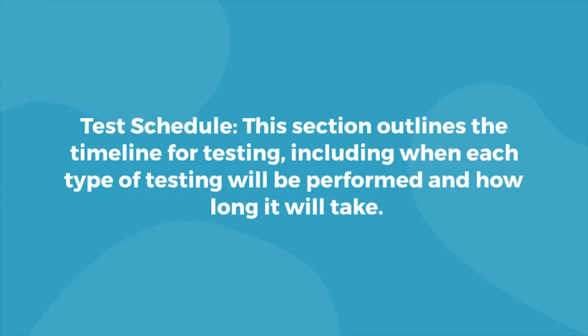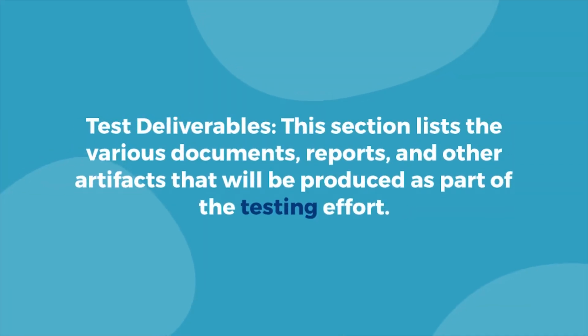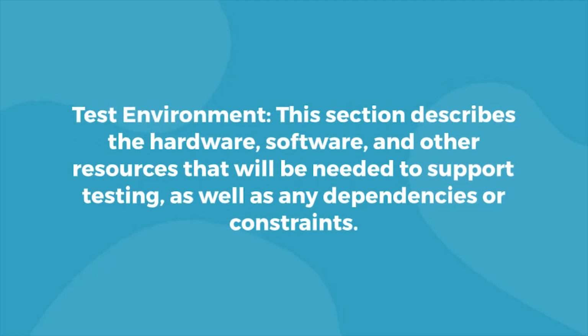Test Schedule. This section outlines the timeline for testing, including when each type of testing will be performed and how long it will take. Test Deliverables. This section lists the various documents, reports, and other artifacts that will be produced as part of the testing effort. Test Environment. This section describes the hardware, software, and other resources that will be needed to support testing, as well as any dependencies or constraints.